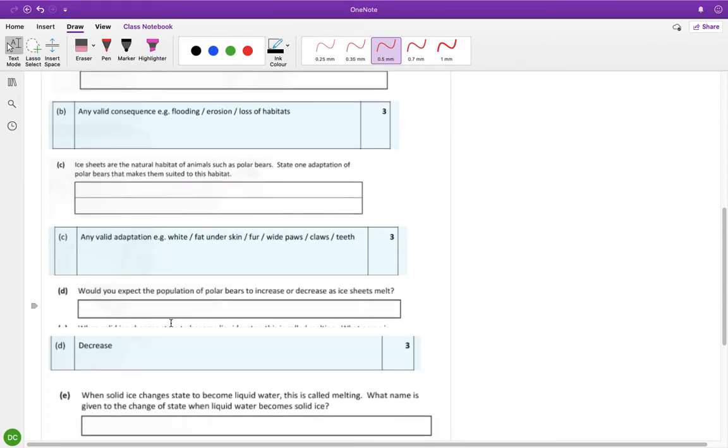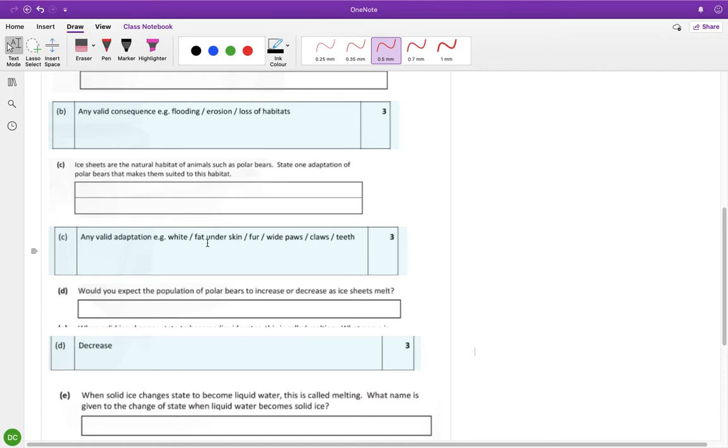Ice sheets are the natural habitat of animals such as polar bears. State one adaptation of polar bears that makes them suited to this habitat. Now, I don't think we talked about this particular thing. This is more evolution, and how animals adapt to live in their habitats and their environments. But I didn't think this was a question that you couldn't come up with. So something about a polar bear that makes it suitable to live where it lives. Its colour. Okay, it has that incredibly white coat.